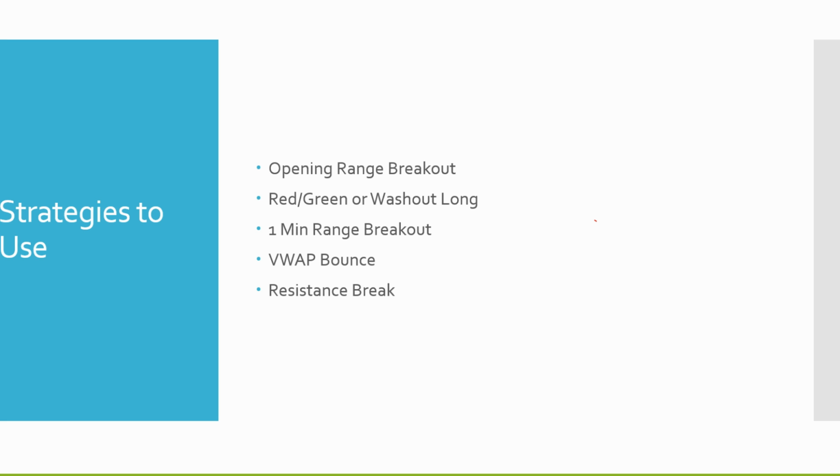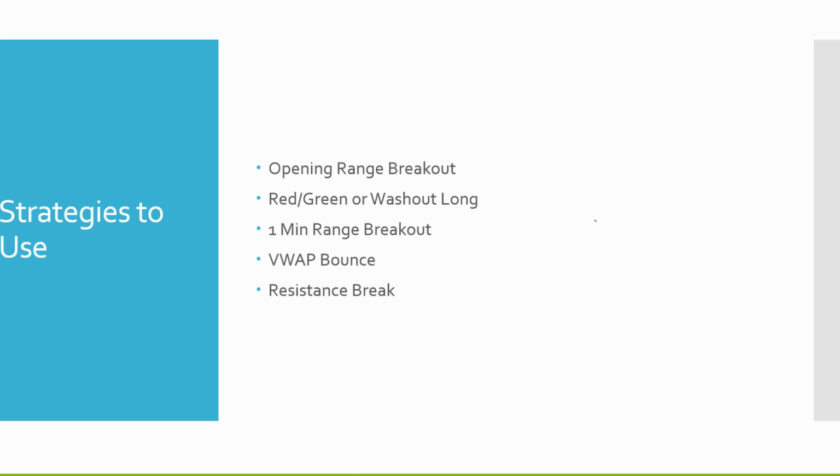All right, but any strategy you can think of, as long as you're trading it based off of those levels. Opening range breakout, one that I've been doing a lot. Red to green move or washout long. These have been super reliable with AMD at least. One minute range breakouts, those happen a decent amount. VWAP bounces, resistance breaks, and so forth. So really any strategy you can think of.